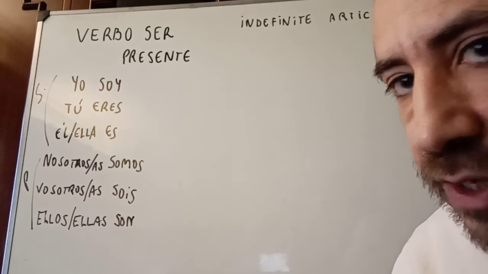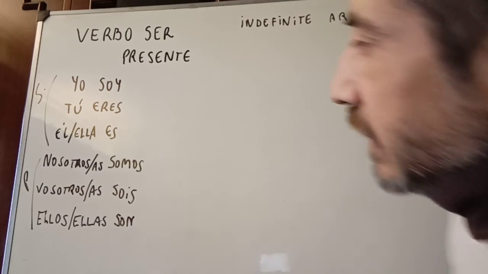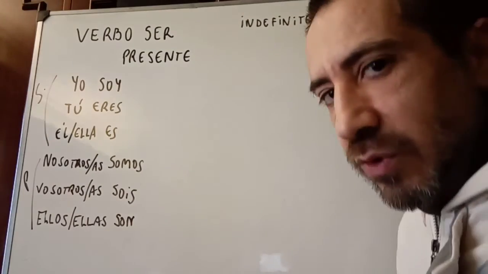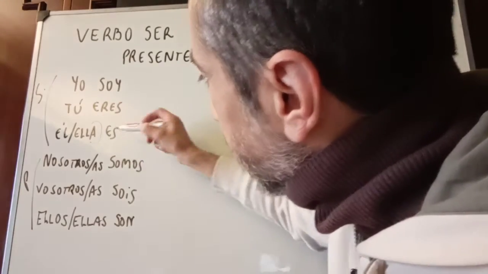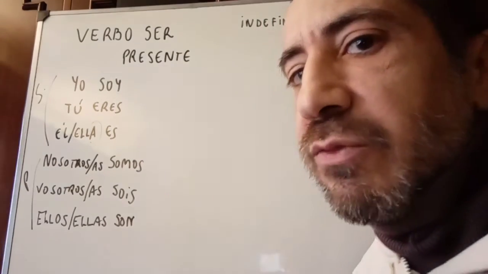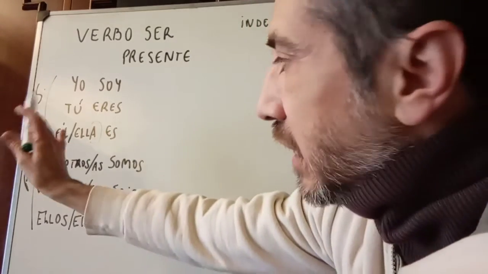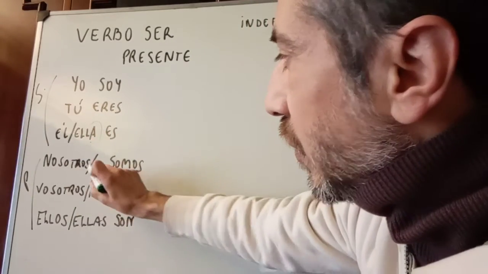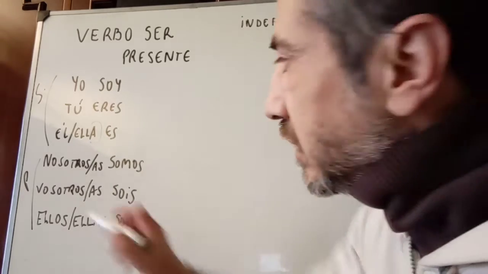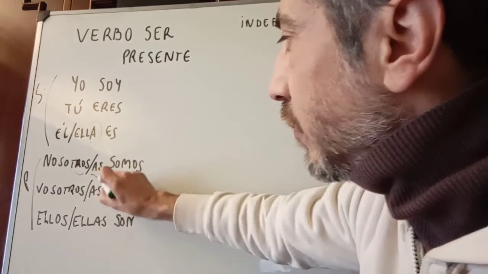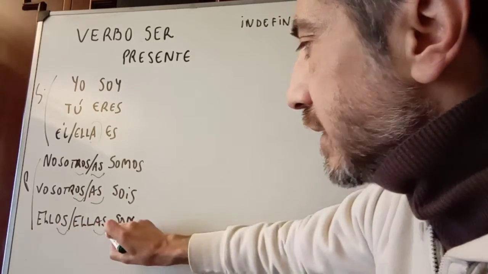As you may have noticed, in the feminine form, the letter A is very common. It's a typical letter for the feminine form, but we have exceptions. But here, he, she, él, ella. We divide it into two according to gender. Nosotros for men, nosotras for women, vosotros, vosotras, ellos, ellas.